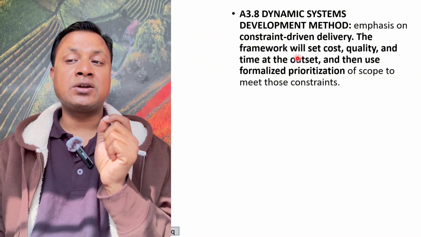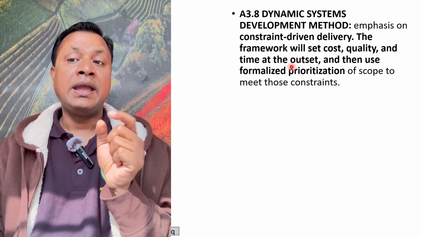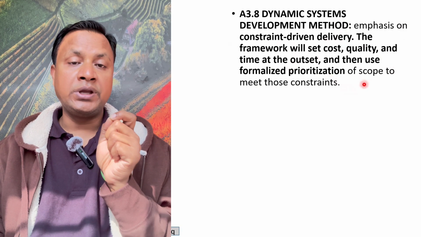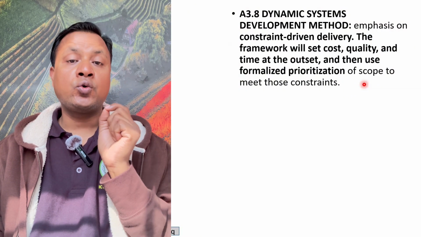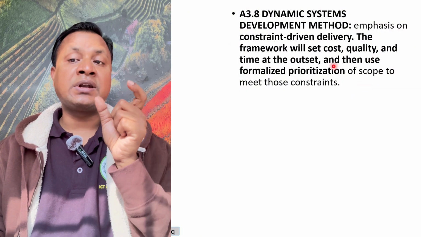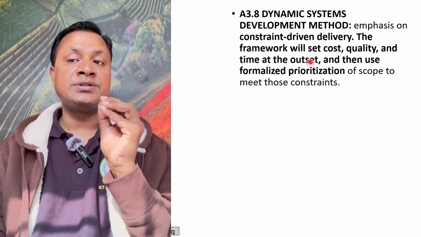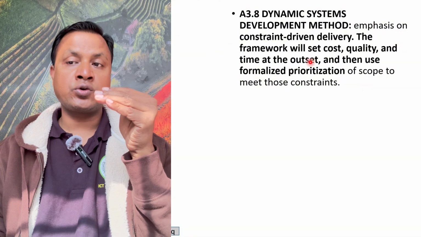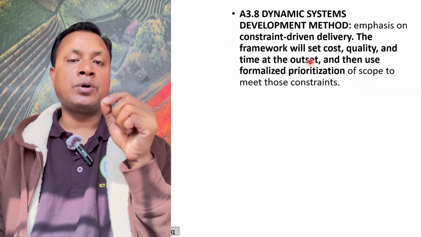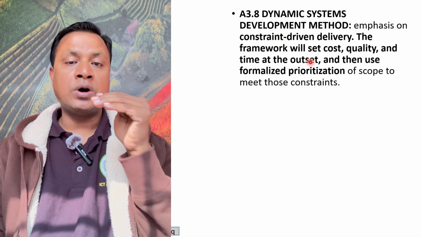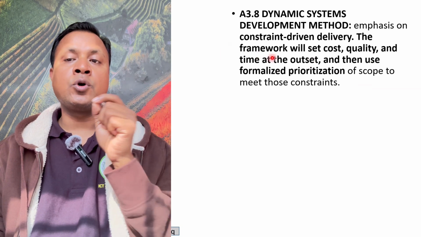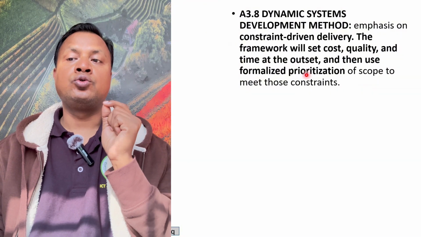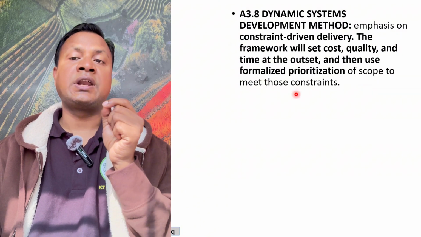The framework will set cost, quality, and time at the outset, and then use formalized prioritization. So when you have a constraint of cost, constraint of quality, constraint of time, then you will focus on this in the framework. For example, you will complete the work within this cost constraint, or within this quality constraint, or you will complete this work within this time limit. So that's the main focus. To meet the constraint you will try.